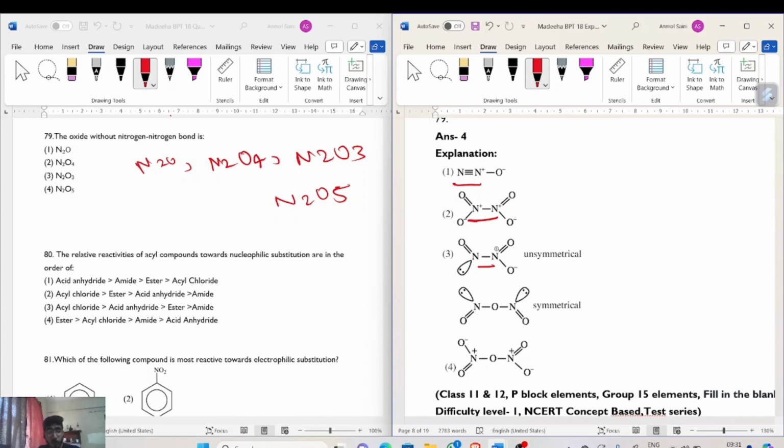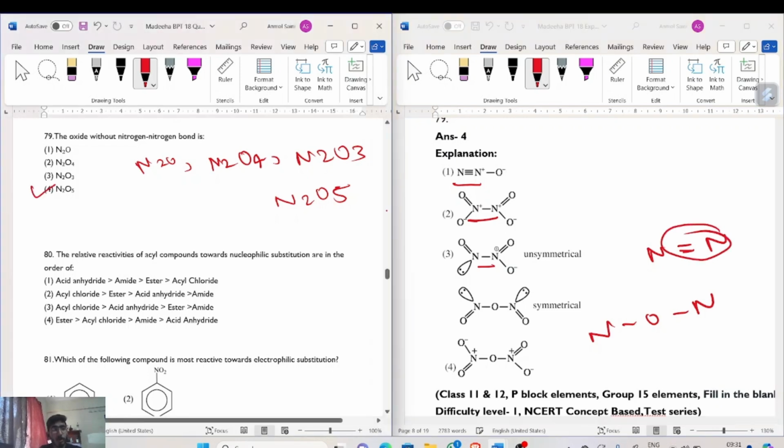Now when we draw N2O5, there is N-O-N, so there is no direct nitrogen-nitrogen bonding. No direct nitrogen-nitrogen bonding means our correct answer will be option number 4, because no direct N-N bond is present. So the correct answer is option number 4.